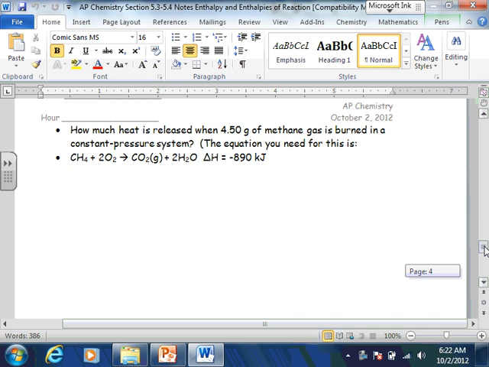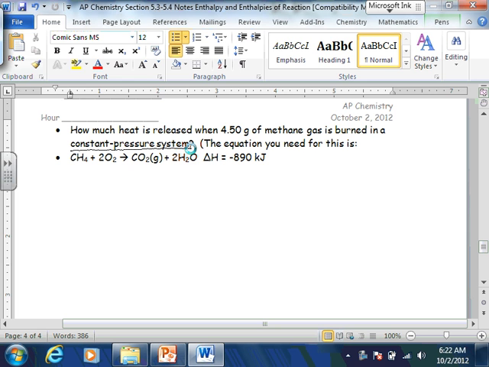So let's talk about this question right here, and I'll just go ahead and write it on here. It says, how much heat is released when 4.50 grams of methane gas is burned in a constant pressure system? Now again, the only reason they're saying constant pressure system is so that you know that the delta H here, we're talking about heat change, okay? And that's the only reason that they tell you that.